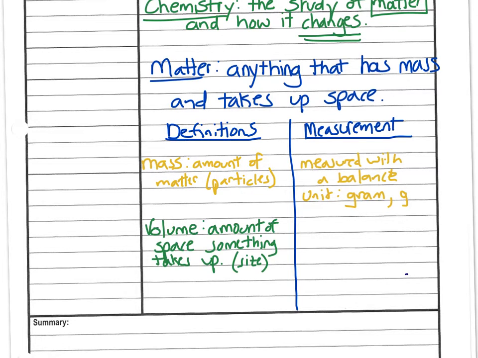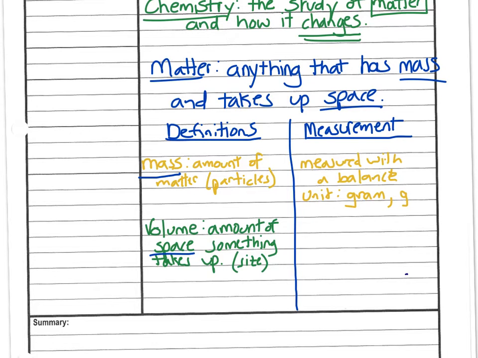Volume is the amount of space that something takes up. So you can see we've talked about matter. Matter we defined as something that has mass and takes up space. And now we've talked about mass and that space that we're taking up. So anything that has a mass and a volume that you could measure would be considered matter.